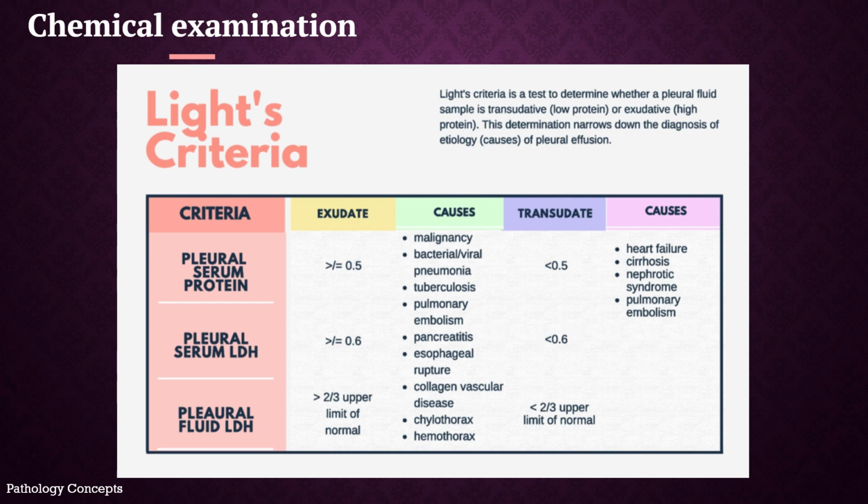The first criterion is pleural fluid protein to serum protein ratio greater than 0.5. Second is pleural fluid LDH to serum LDH ratio greater than 0.6. And third is pleural fluid LDH greater than 2/3 of the upper limit of normal serum LDH value.